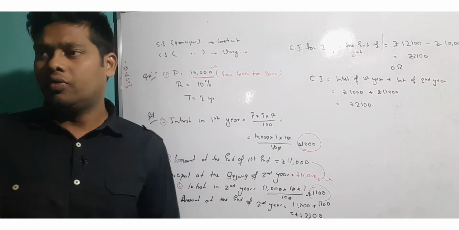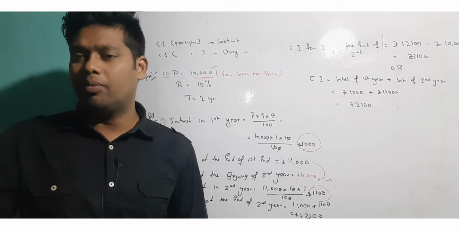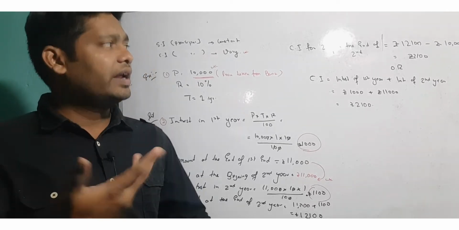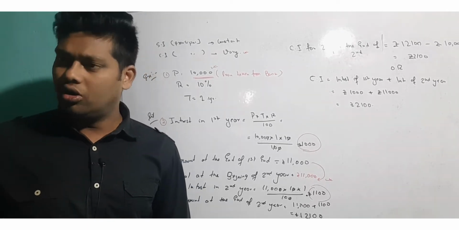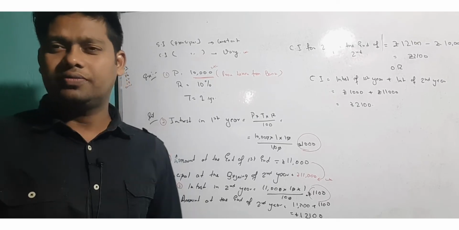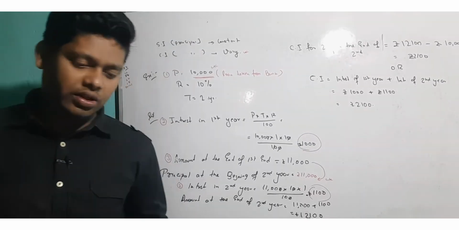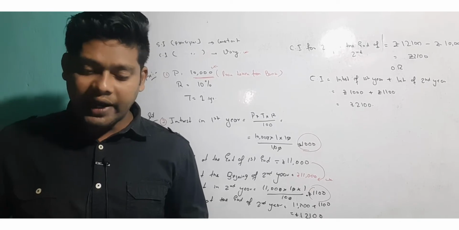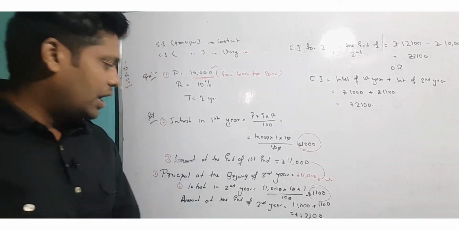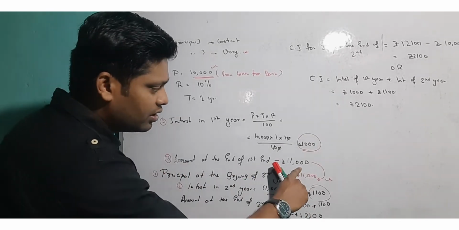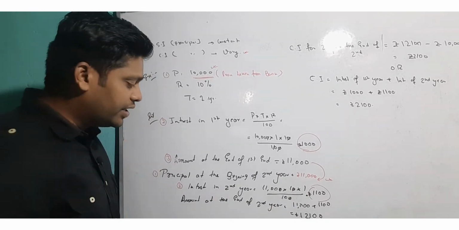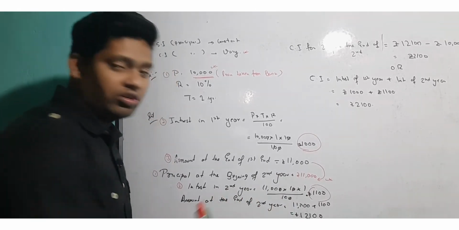So we can do like this also. In our book, they are saying that if you are finding it difficult, you can do like this also. Clear? Any doubt? In case they are asking in the question, what is the amount at the end of first year? Amount at the end of first year means 11,000. Amount at the end of second year means 12,100.